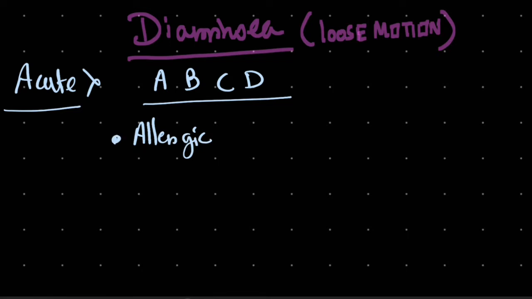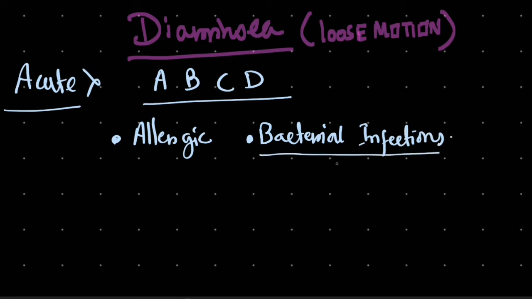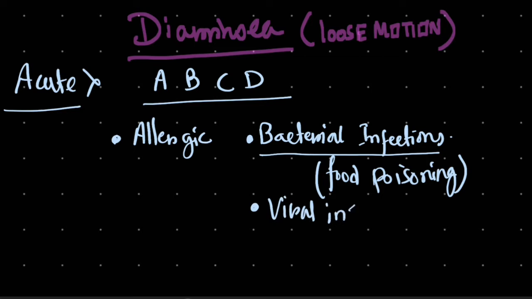If a person is allergic to certain foods, that can cause diarrhea. Next comes B. B for bacterial infections. Basically, you have to remember, by bacterial infections, we mean food poisoning also. Along with bacteria, you have to remember viral infections, which are pretty common causes of diarrhea in children and adults.